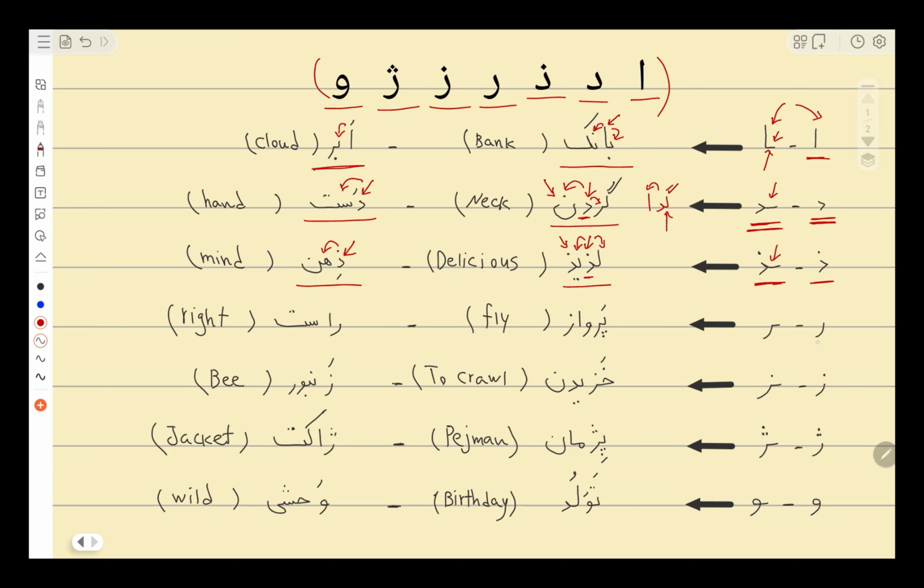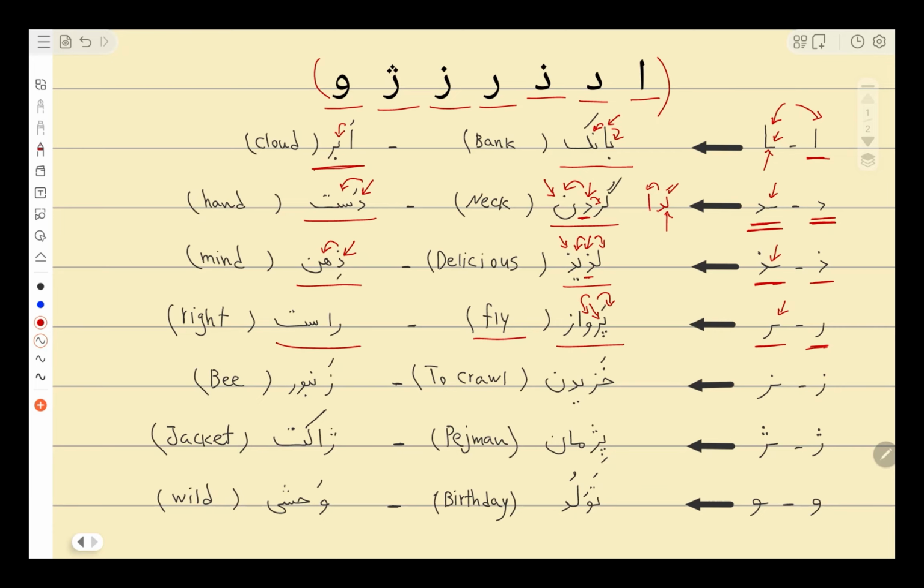The next letter is the letter re, and this is the normal version, and this one is the connected version. As you can see, there is this small line on its right side attached to the letter re, which means that you can connect the letter re to the letter that comes before it. So here we have the word parvaz, for example, and you can see that the letter re is here, and it is connected to the letter p, but not to the letter v. And parvaz means fly, by the way.